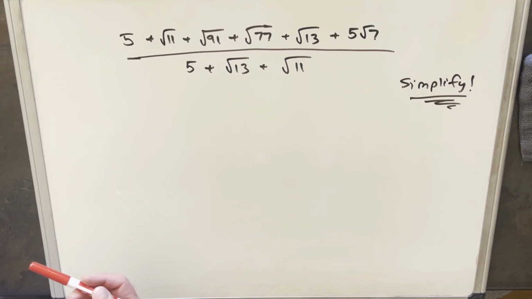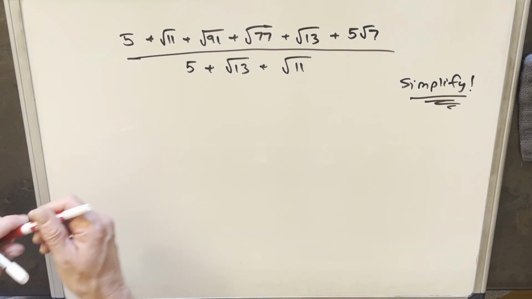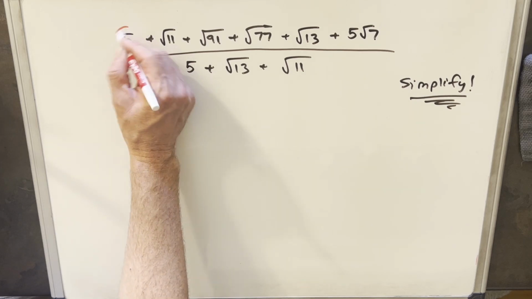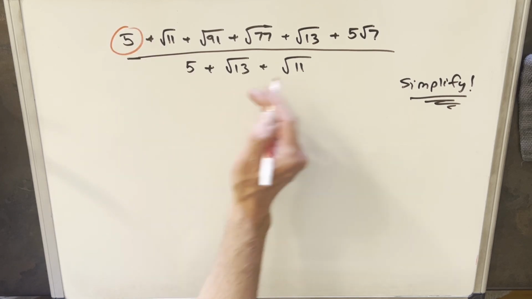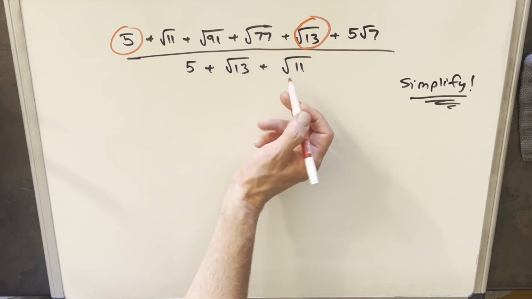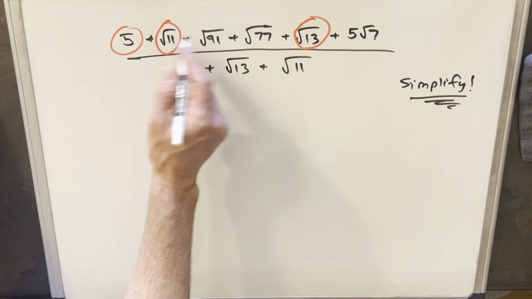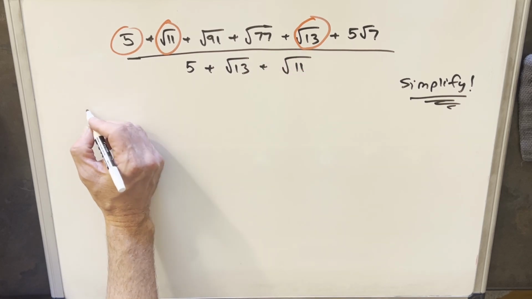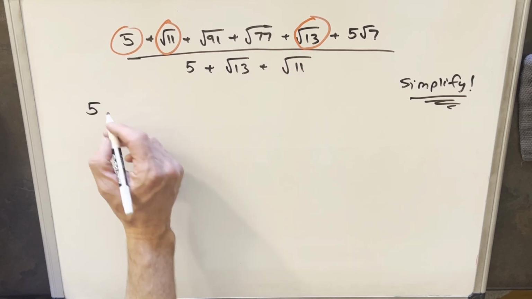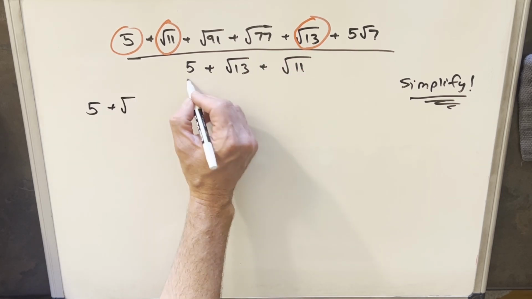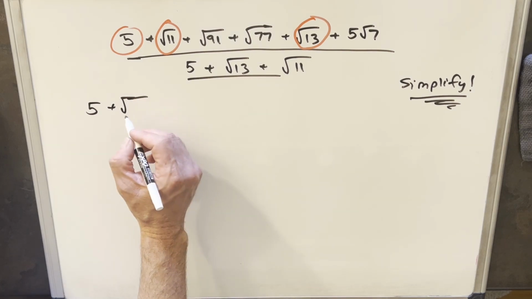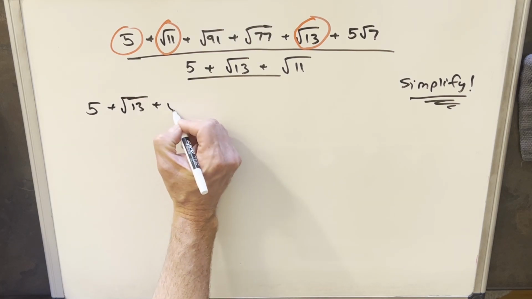Now, the first thing I noticed is we do have a few things in common with the denominator. We have this 5 right here. Now we can match this 13 right here, and we also have a square root of 11. So when I rewrite this, I'm going to start with the numerator, because the numerator is pretty complicated looking. I'm going to write this in this order, just so we see that we have this exact thing that we need: 5 plus square root of 13 plus square root of 11.